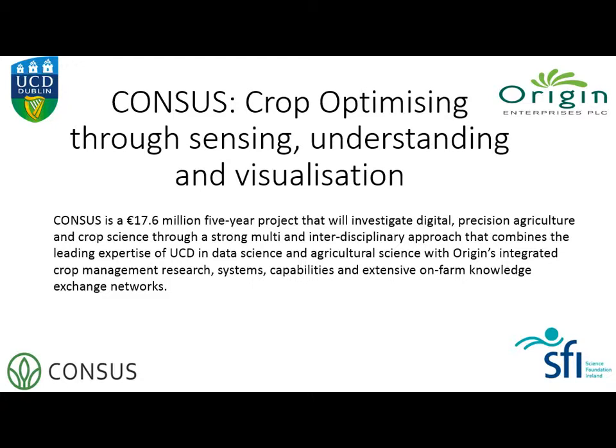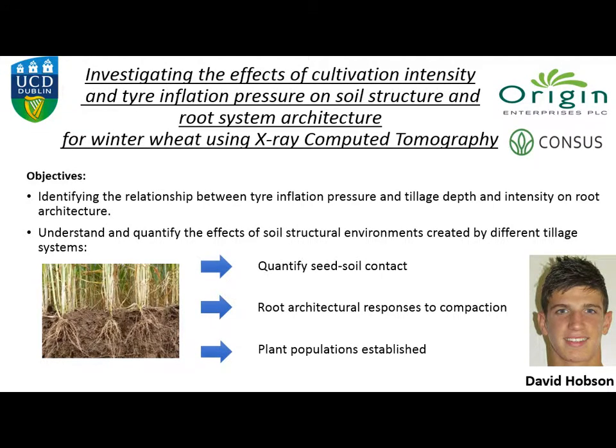Two of the projects I'm going to just quickly mention are part of a CONSUS project. So this is a very large grant between Origin Enterprises and UCD. It's an SFI partnership, SFI Science Foundation Ireland, and it's really combining expertise in computer science and agricultural science to look at how all these historic agronomic data sets these companies have and how we can data mine them to help the farmers in the field make better decisions. But there'll be more fundamental research as well in terms of the information that we're trying to get out.